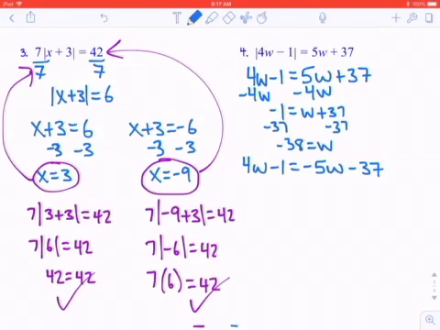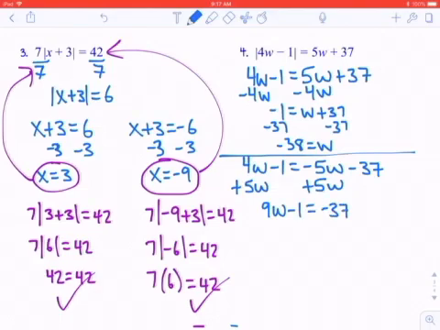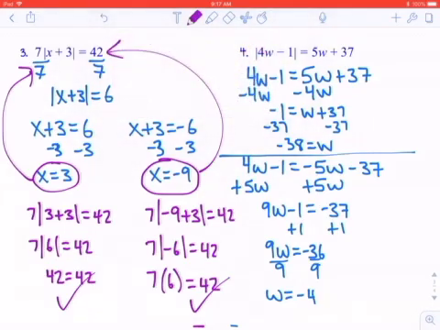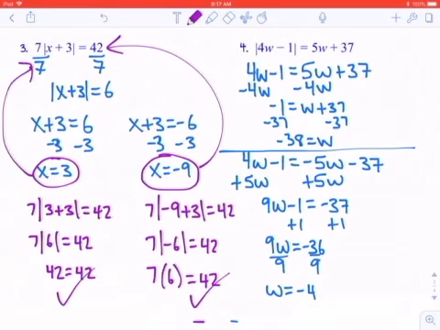And then let's solve this second equation right here. So if I decide to keep them positive, let's add 5w to both sides. So we get 9w minus 1 equals negative 37. So let's add 1 to both sides, and we get 9w equals negative 36, and divide by 9. So w might equal negative 4. We just need to check it. Okay, so let's plug these back in.